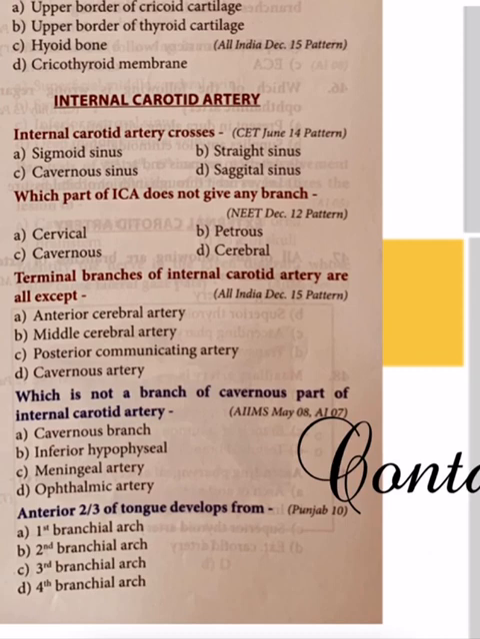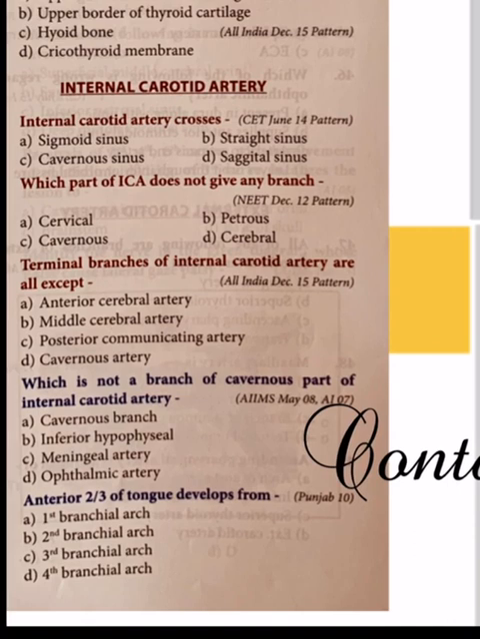Okay, so it should be on your tip. See, the cervical part of your ICA is not giving any branches. Petrous is having the caroticotympanic branch and pterygoid branch, and the cavernous part is having the cavernous, meningeal, superior and inferior hypophyseal, and the cerebral part is having ophthalmic, anterior cerebral, middle cerebral, posterior communicating and anterior choroidal. So ophthalmic is a branch of the cerebral part of your ICA, not the cavernous one.